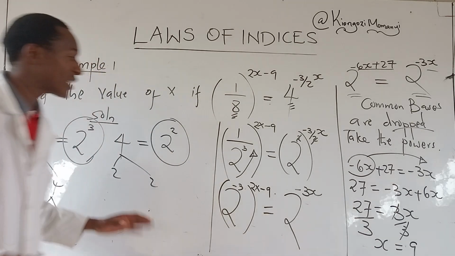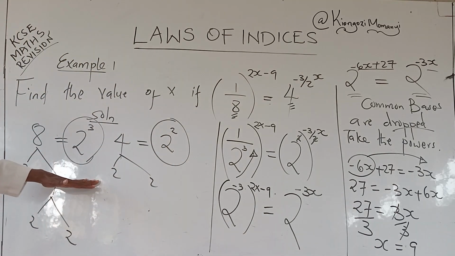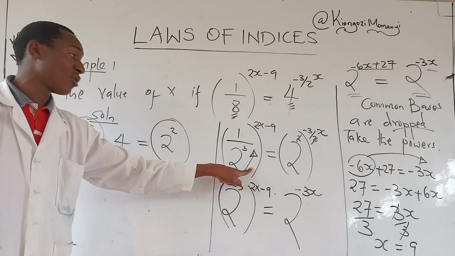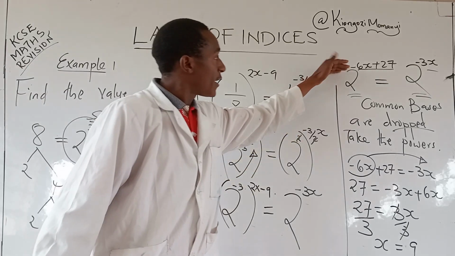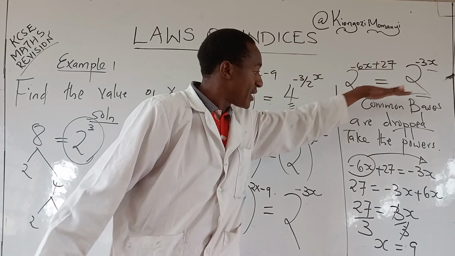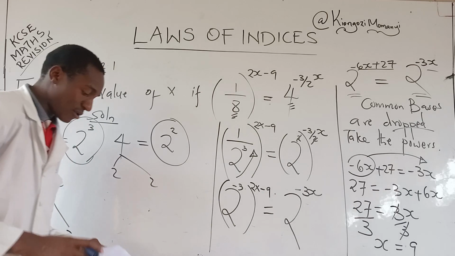Those are the important steps you need to follow. Prime factorization. This one of the reciprocal, it has a mark. And then of course, taking up the powers and dropping the bases because they are common. And that is what you get.